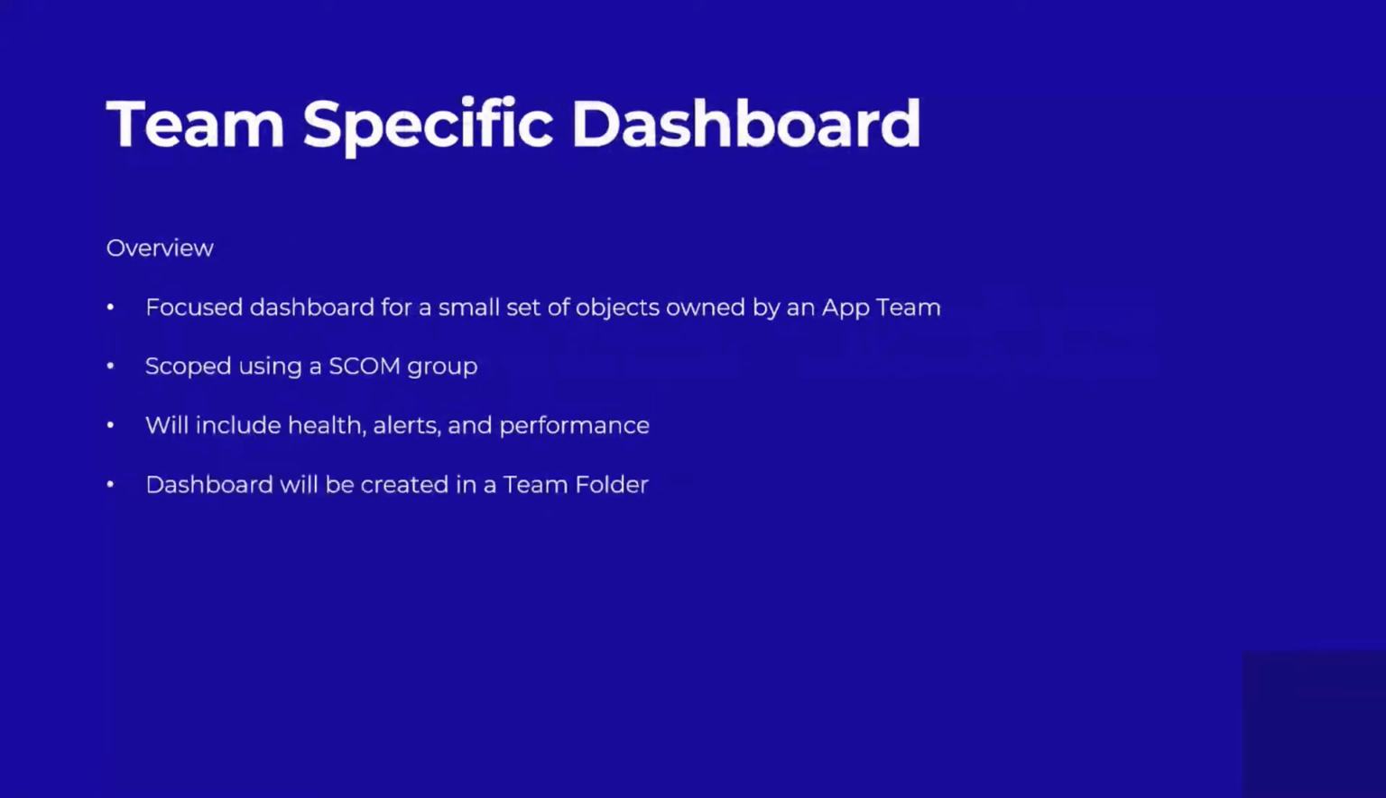So with that in mind, we're just going to talk very briefly about the team-specific dashboard. We're going to focus this dashboard for a small set of objects owned by an application team. This is going to utilize a SCOM group, and we're going to include health, alerts, and performance in this dashboard. So some of that real core SCOM data. We're then going to add this dashboard to a team folder. Now, this is very important. That team doesn't want everyone else to be able to see that dashboard, and they also want to be able to edit and possibly create more dashboards within that folder.